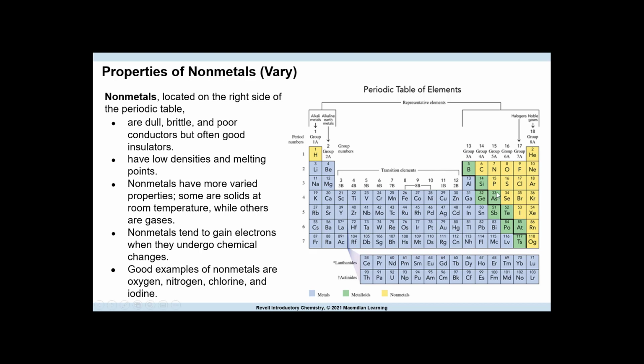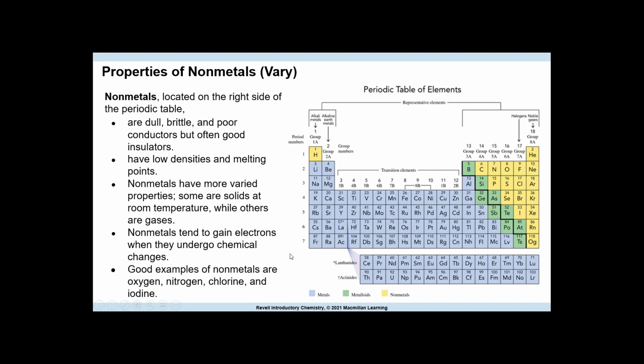Nonmetals tend to gain electrons. So all these blue, they give the electrons to the yellow. They are practically throwing them at them. I'm being dramatic, but they give them to the yellow. And the yellows want to take them. They want to take them as fast as they can. So nonmetals tend to gain electrons when they undergo chemical changes.